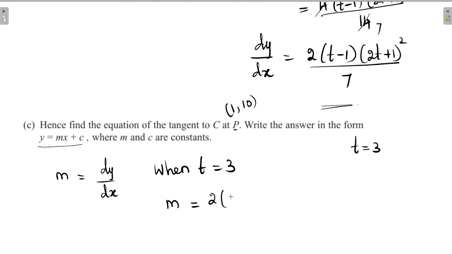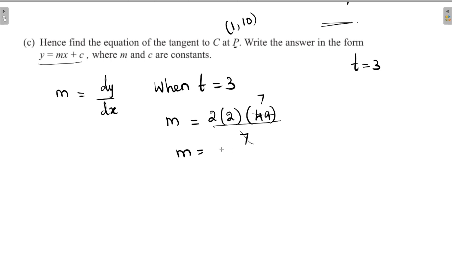So 2 times 3 is 6, 6 plus 1 is 7. 7 squared is 49. So 49 divided by 7. Here this 7 will be cancelled. So the gradient of the curve at t equal to 3 is 4 sevens, which is 28. Gradient we found is 28. Now we can use the point P, which is the point 1 comma 10, and the gradient m is 28.